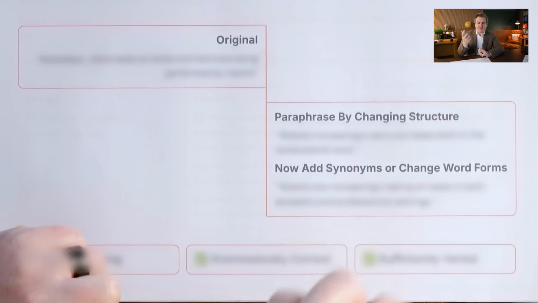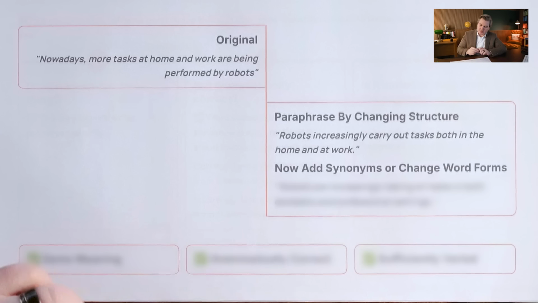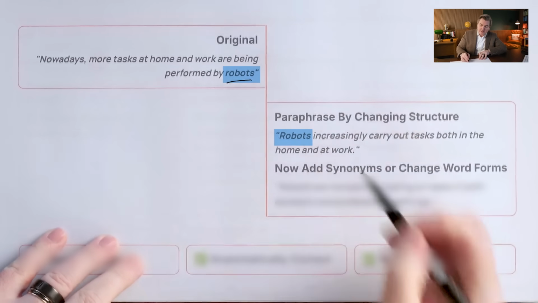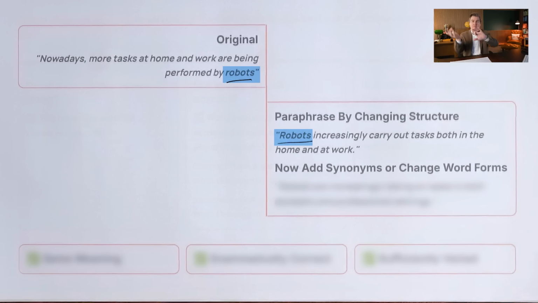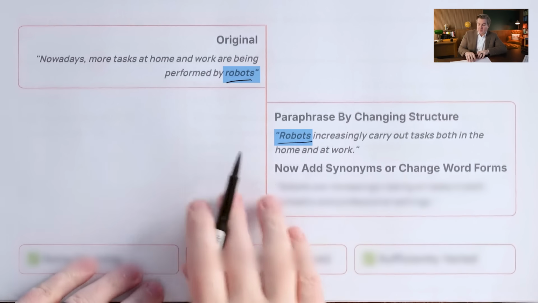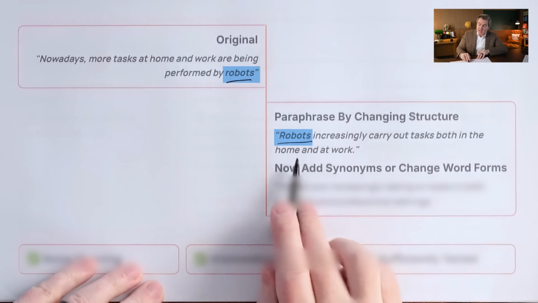What we can do also is we can change the structure of the sentence. So here's the original one. Nowadays, more tasks at home and work are being performed by robots. So we can change the structure where we take a noun or a keyword from the end of the sentence and we can flip it. We can put it to the beginning of the sentence. So instead of performed by robots, robots increasingly carry out tasks both in the home and at work.